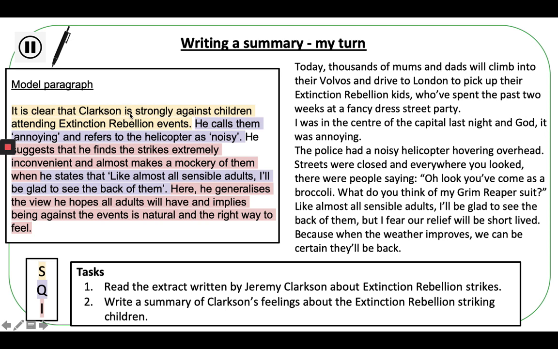Here we go. So you begin with a statement. It is clear that Clarkson is strongly against children attending Extinction Rebellion events. Simple viewpoint, like we practiced yesterday, a statement, a fact. He calls them annoying and refers to the helicopter as noisy. So now you're supporting the fact that you think he sees children going to Extinction Rebellion events as silly, because you have the evidence here taken from his extract.